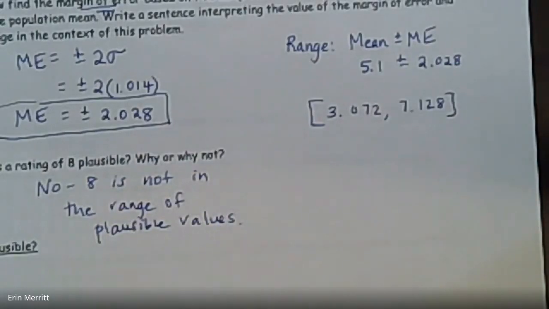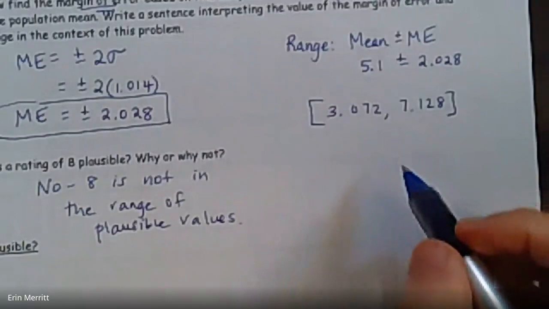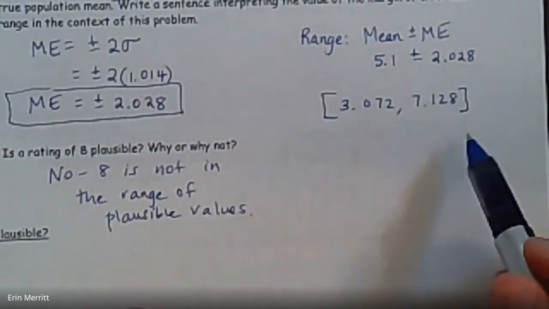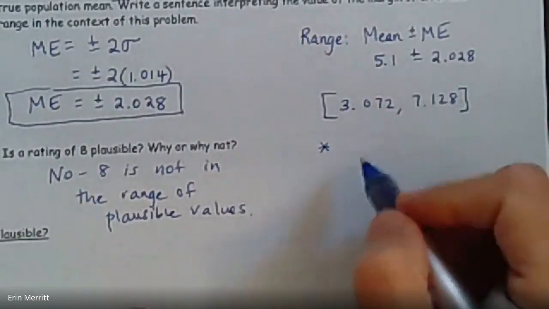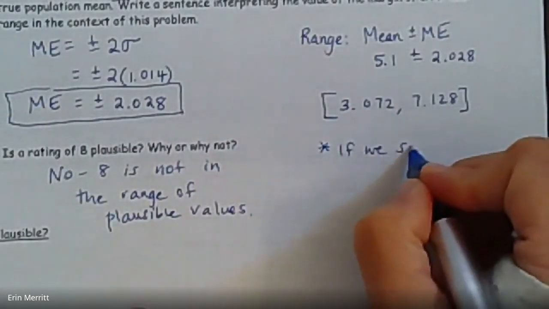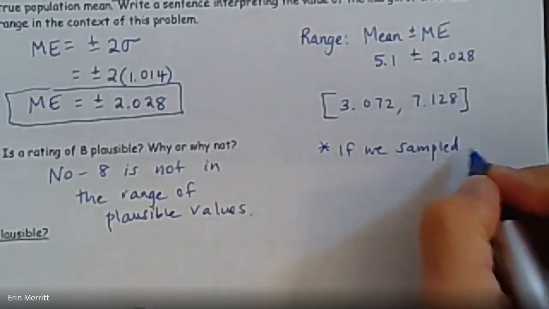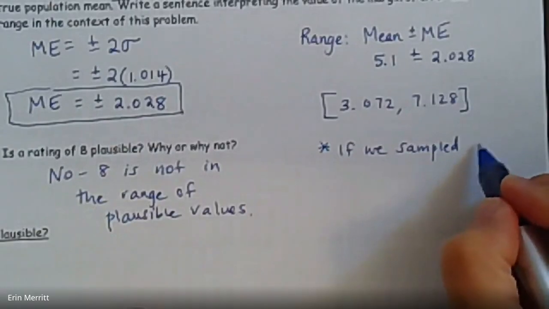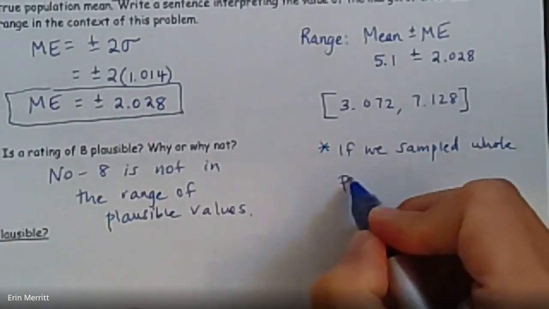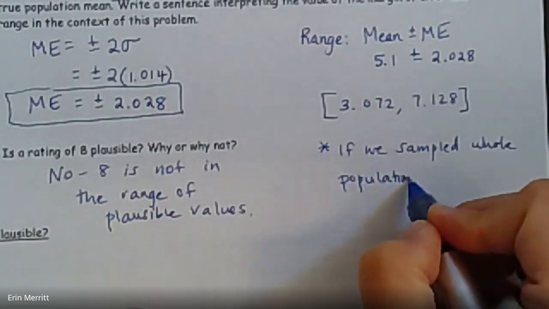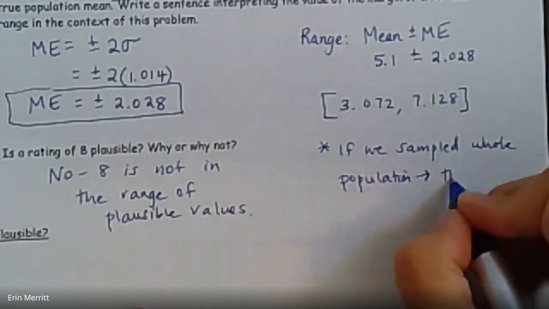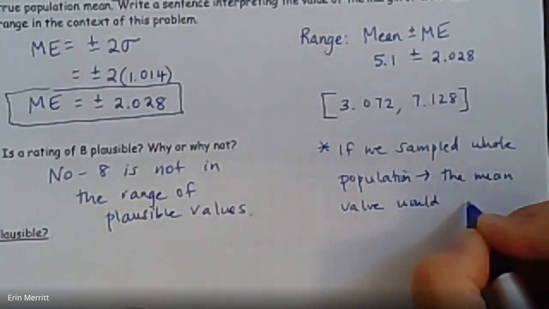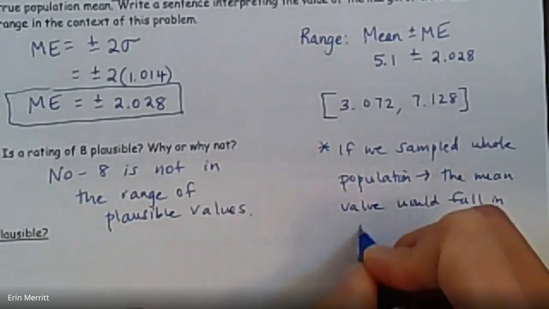And that's what I want to make clear: we're not saying that no one student could score below a 3 or above a 7. It's the idea that what this represents is, if we sampled another 10 kids or the whole population, the mean value would fall in this range.